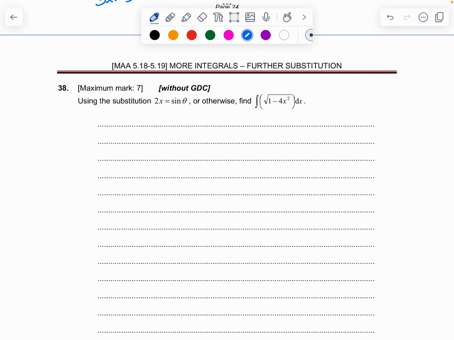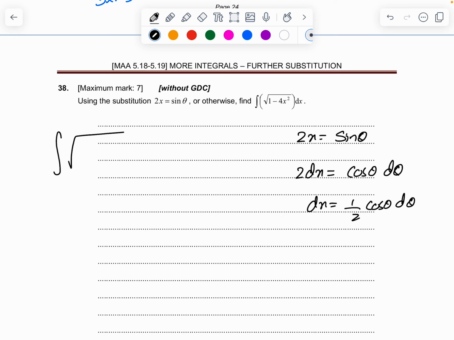Next, 2x equals sine theta, otherwise we find the square root of 1 minus 4x square. So what is the substitution? 2x equals sine theta. So 2 dx equals cos theta d theta, so dx equals 1 upon 2 cos theta d theta.